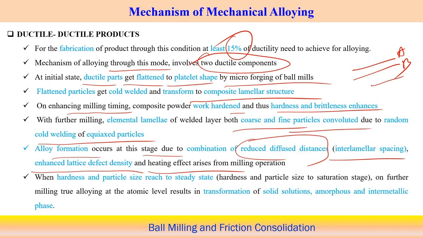Now when hardness and particle size reach the steady state point, or I can say the saturation stage, further milling results in true alloying at the atomic level and in the transformation of the solid solution. It means that when particle size and hardness reach the saturation state, if you allow the milling operation to continue further, there is a transformation from one phase to another phase: a solid solution, amorphous and some other intermetallic phases. It basically transforms into different phases.